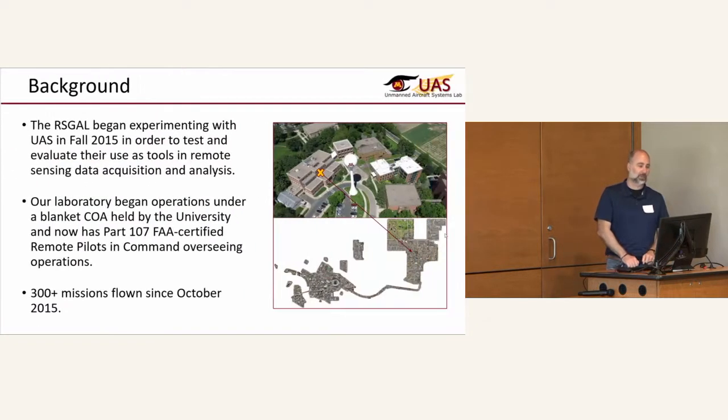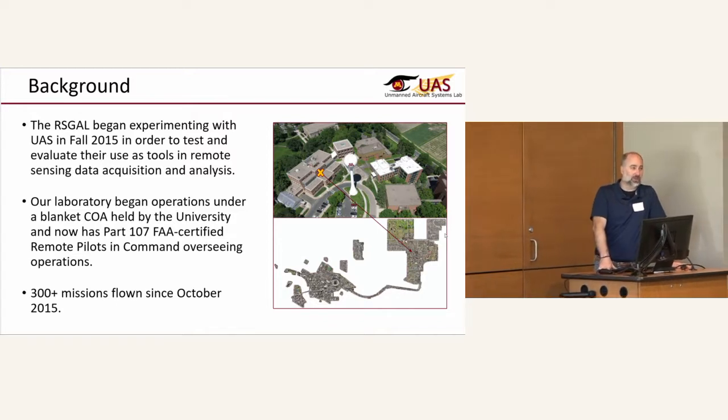All right, so just a quick bit about the lab. Well, the remote sensing lab's been in existence since the 70s. Back then, photogrammetry was the main activity, but we've developed through the years to use satellite and aircraft data, and now, since about 2015, UAS. So initially started work under the COA that the university had, and we've now moved into Part 107.